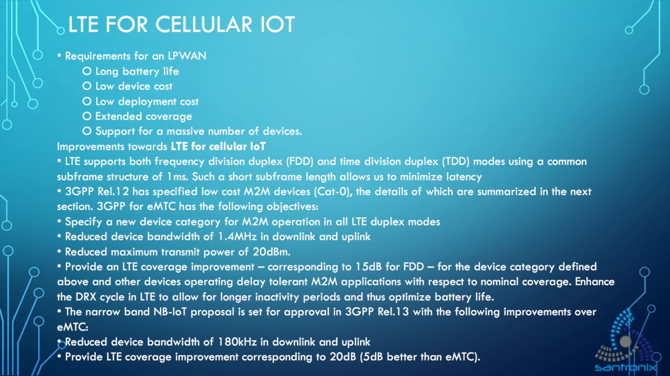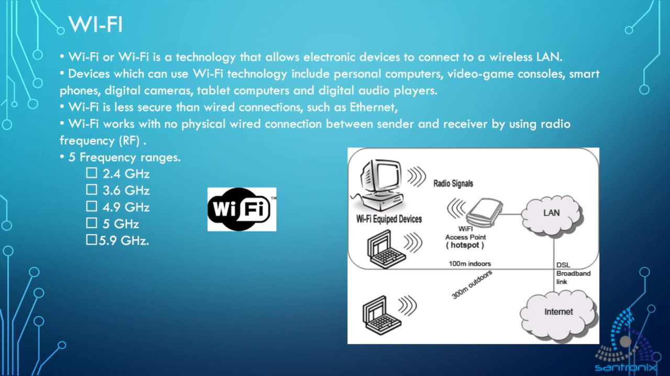After this comes LTE for cellular IoT, which is quite good for IoT applications, because in case of IoT there is a huge amount of data that is produced. So we require a communication channel which can withstand that sort of data. That's why LTE for cellular IoT has been introduced. It is also used in machine-to-machine communication as well.